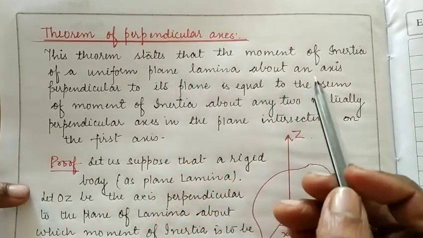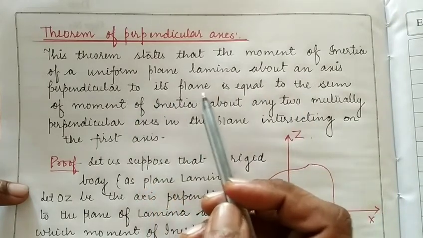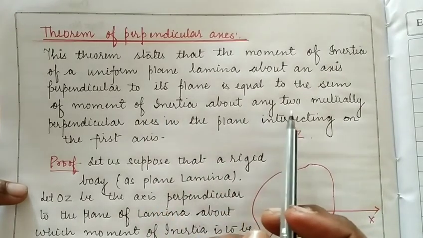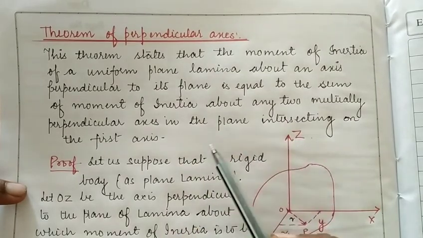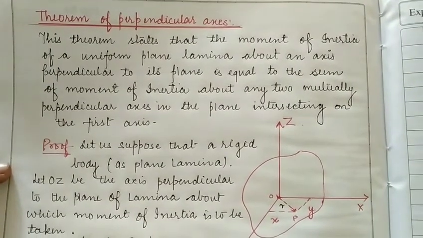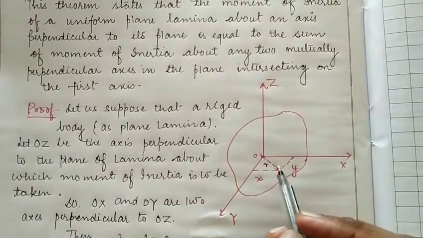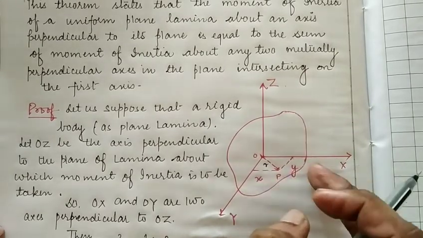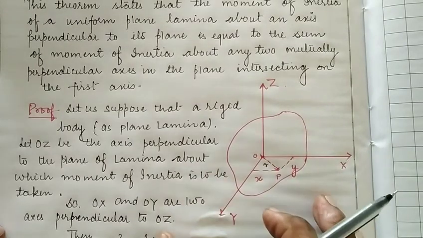So this theorem states that the moment of inertia of a uniform plane lamina about an axis which is perpendicular to its plane will be equal to the sum of the moments of inertia about any two mutually perpendicular axes in the plane intersecting at the first axis. Let us suppose, students, how we can understand the theorem. Suppose we have a rigid body, a plane lamina which is placed in the xy plane, so z is equal to 0 plane.